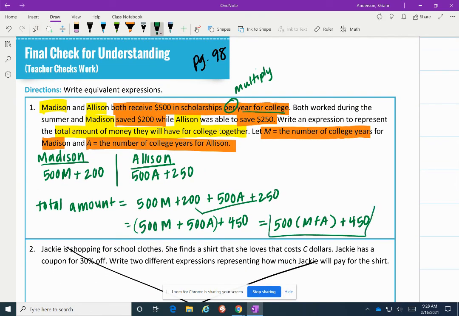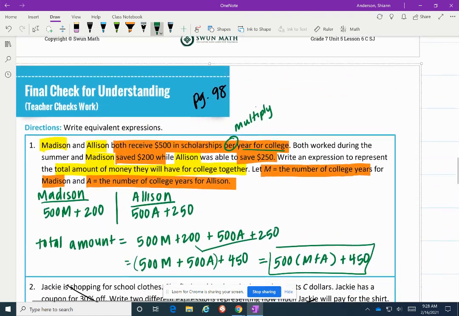Okay, we're going to skip number 2 on page 98 as well.